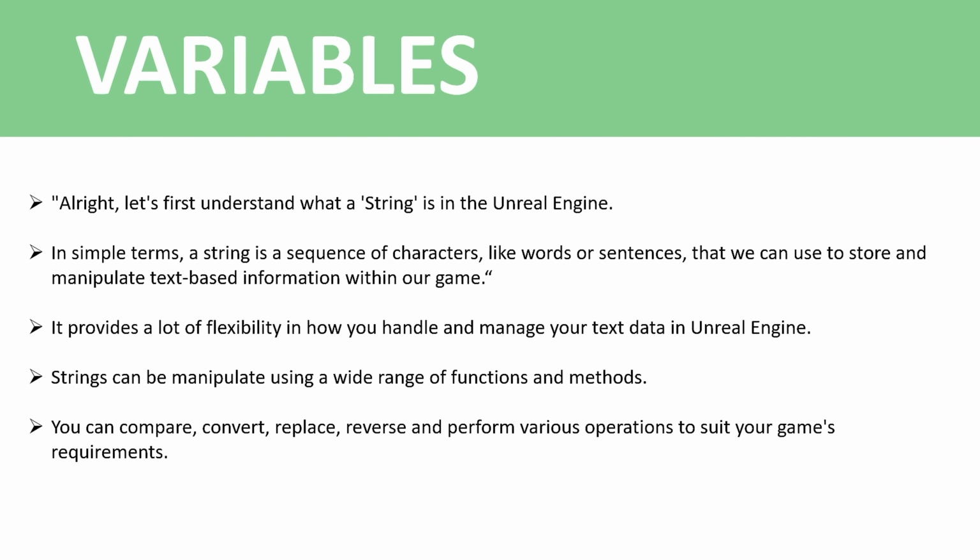Alright, let's understand what is a string variable. In simple terms, a string is a sequence of characters like a word, words or sentences that we can use to store and manipulate text-based information within our game. It provides a lot of flexibility in how you handle and manage your text data in Unreal Engine.